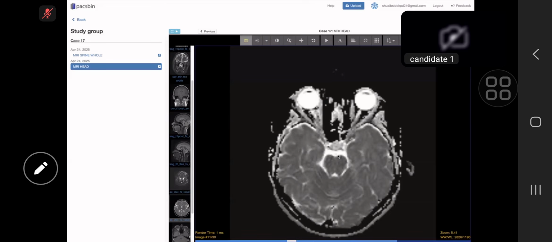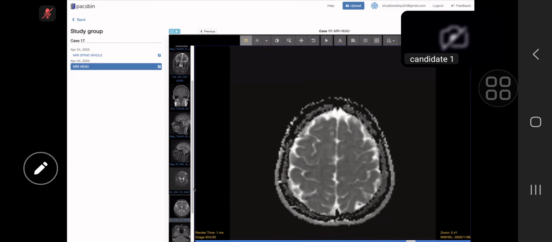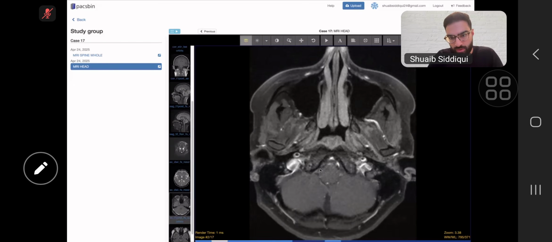I would like to see them in the post ADC map as well as in the post contrast images to delineate whether these are active lesions. Okay, you can have a look at the post contrast imaging. Don't worry about the pre contrast.